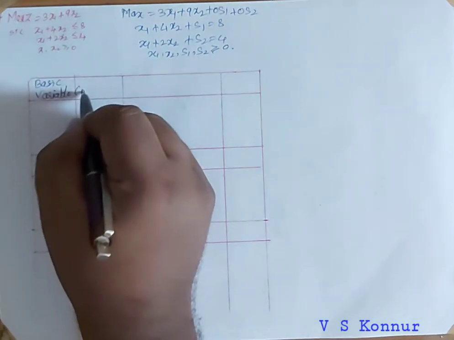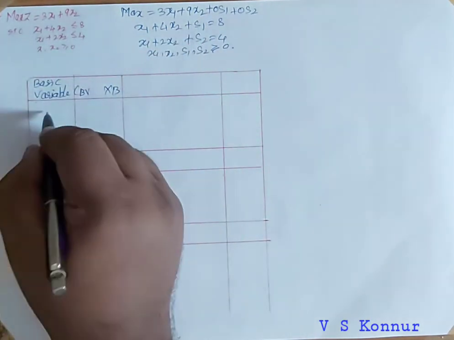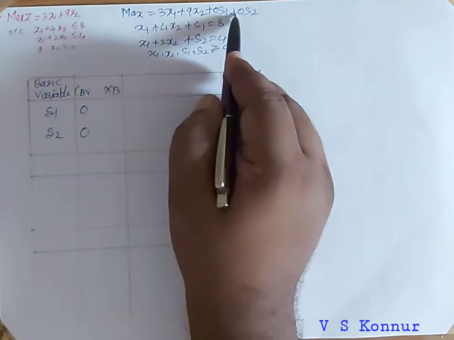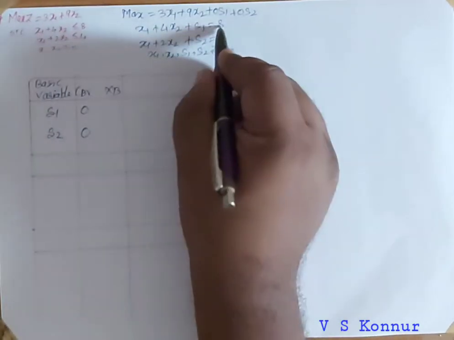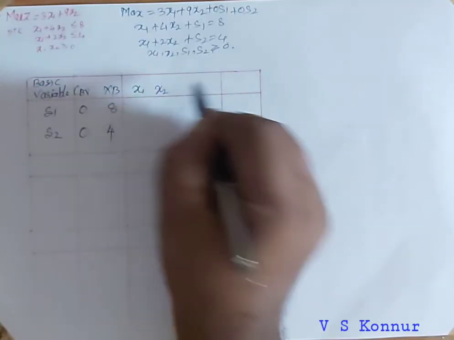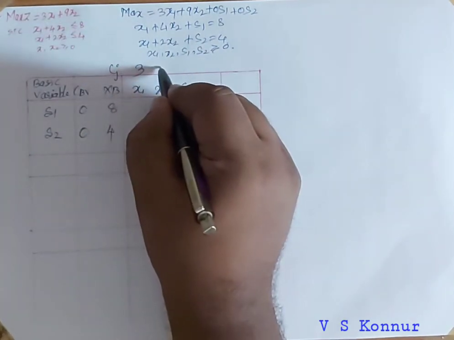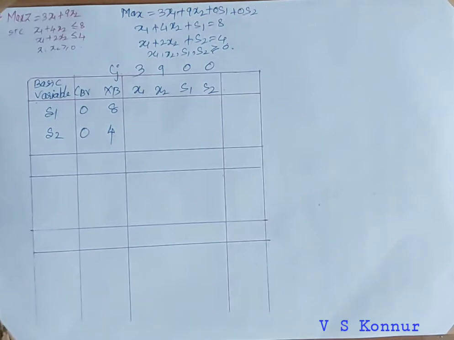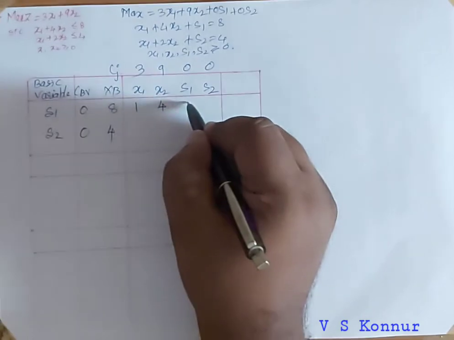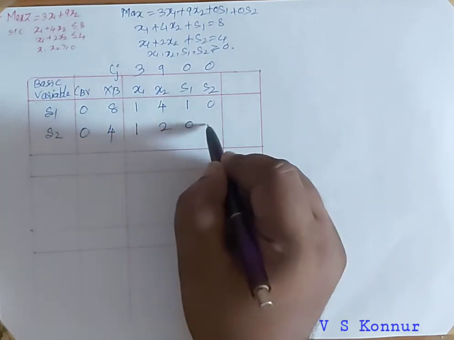Basic variables, coefficient of basic variables, xb. Basic variables are nothing but, for the first constraint s1, for the second constraint s2. Coefficients of basic variables are 0 and 0 in the objective function. xb's are nothing but the right hand side, 8 and 4. Now from the objective function, x1 is there, x2 is there, s1 is there, s2 is there. Coefficients of those are called Cj: 3, 9, 0, 0. Now take the first constraint: 1 4 1 0. Next: 1 2 0 1.